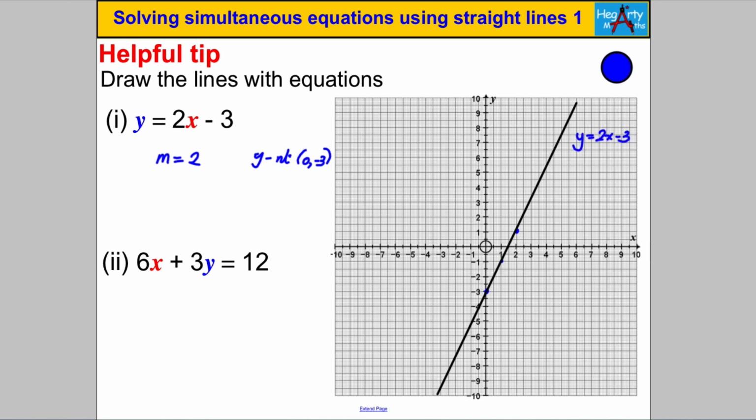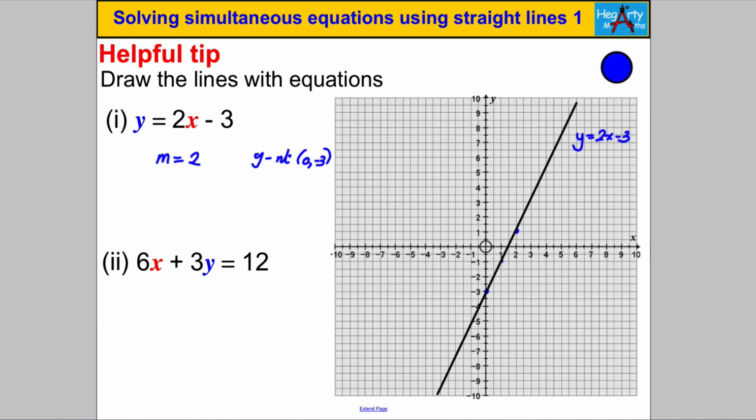Now, what about if someone asked you to draw this one? I want to give you a helpful tip. Obviously, you could rearrange it to put it in the form y equals mx plus c, and you could draw it from that. But there's a nice little way that you can do this, nice and easy. All you need to draw a straight line is 2 points.